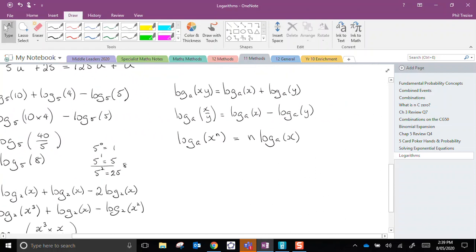And these logarithm laws over here, they're the backbone for all of these sorts of calculations that we do.